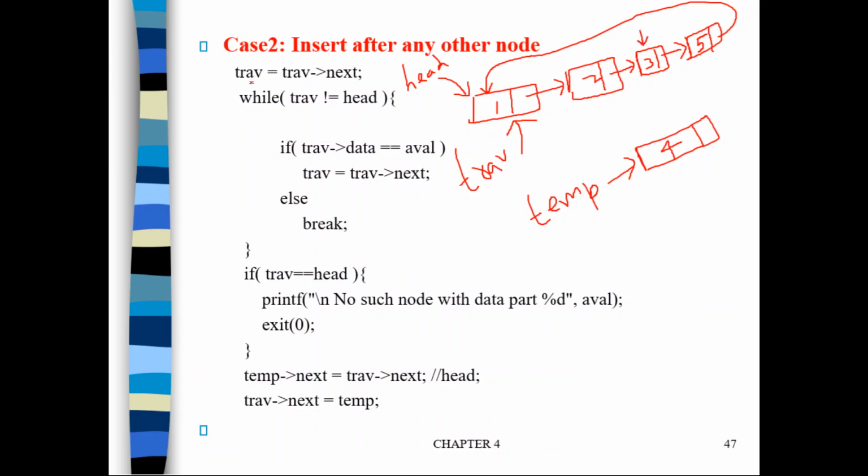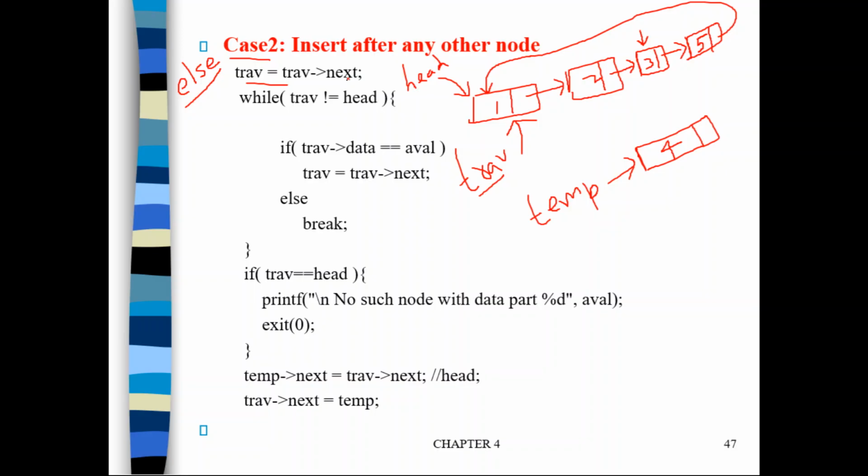See the logic: traverse equal to traverse arrow next. First, that is what we are doing. Initially traverse is pointing to the first node. Now this is the else part; the previous one is the if part, for adding immediately after the first node. Now this is case 2, which means you are not going to add after the first node. You are going to add after the second node or third node or any other node, but not the first node. So you are moving traverse to point to the next node.